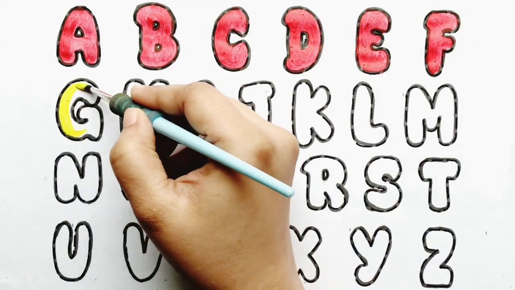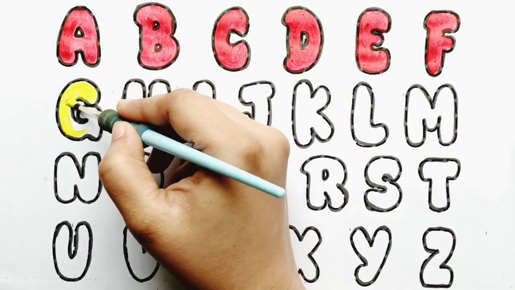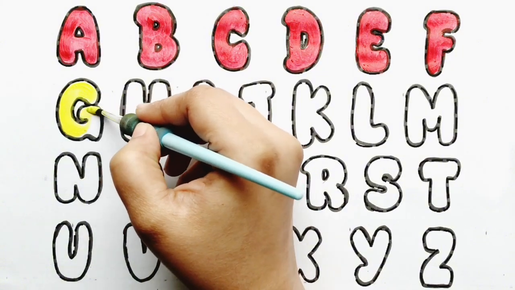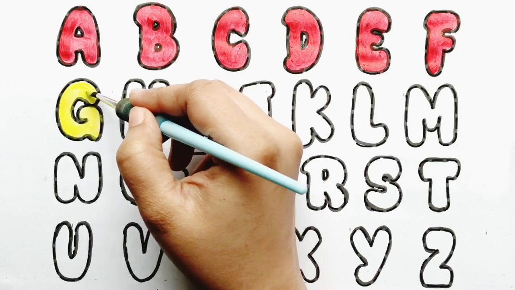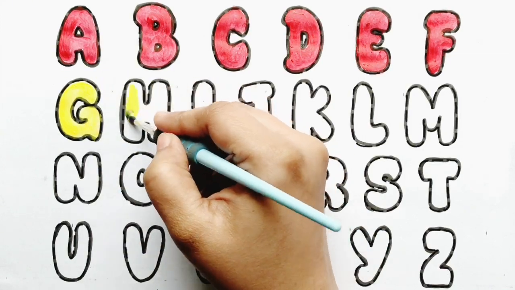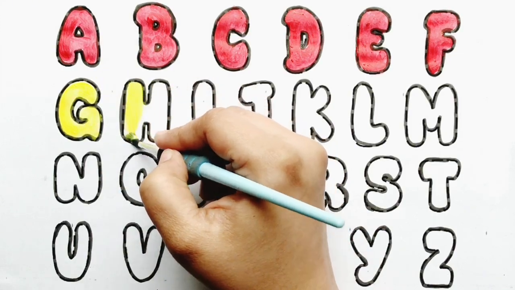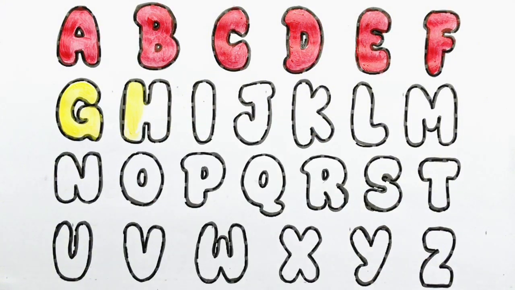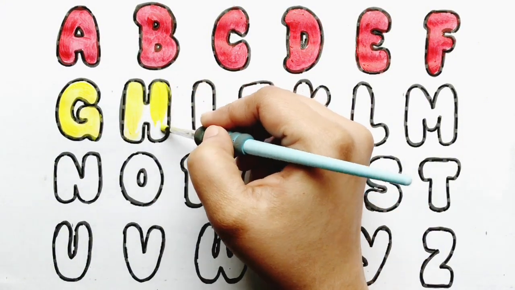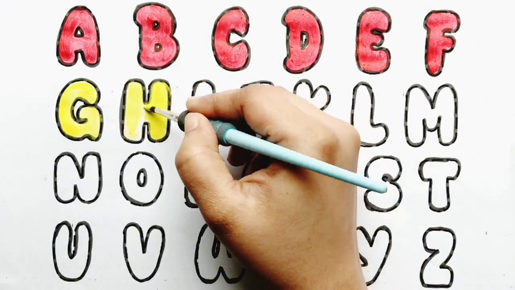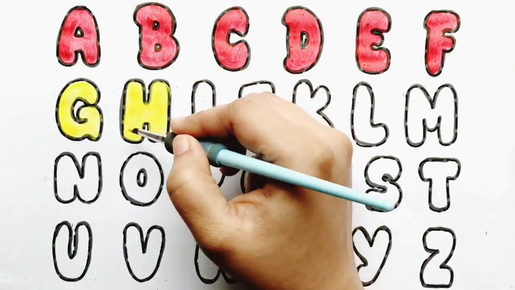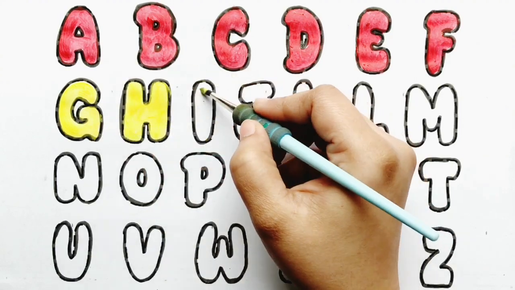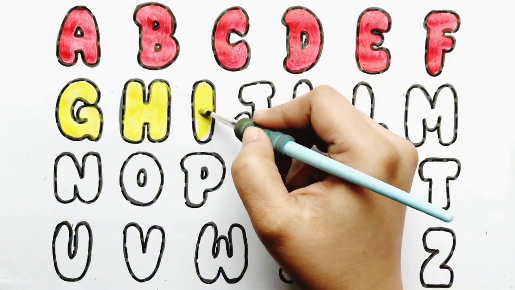Yellow color. G for gorilla. H for house. Let's see a list of words that start with the letter A. Angel, address, animal, answer, April. I for insect.